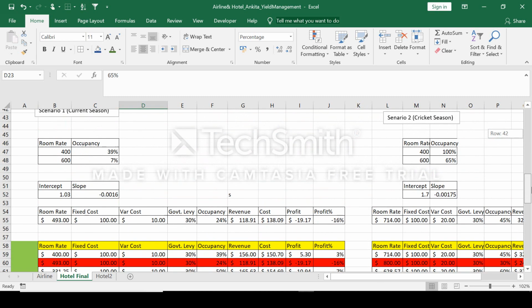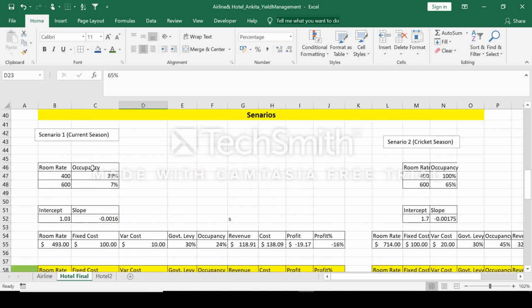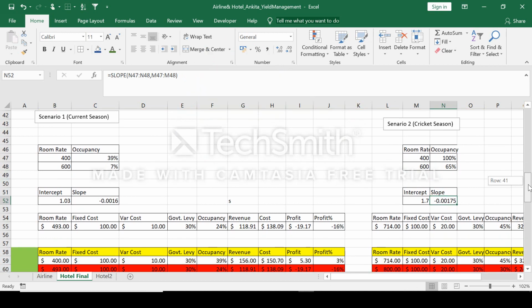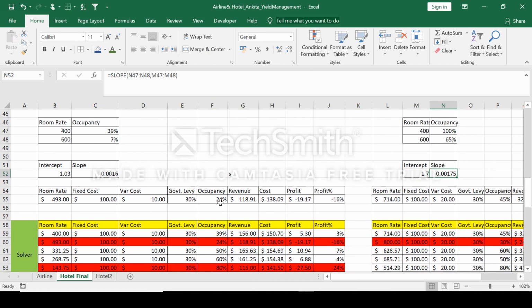Using these two data points, these two scenarios, the current season and the cricket season, we calculate the intercept and the slope. Then, using these, we calculate the occupancy as a plus bx, which is our intercept plus our slope times our revenue.